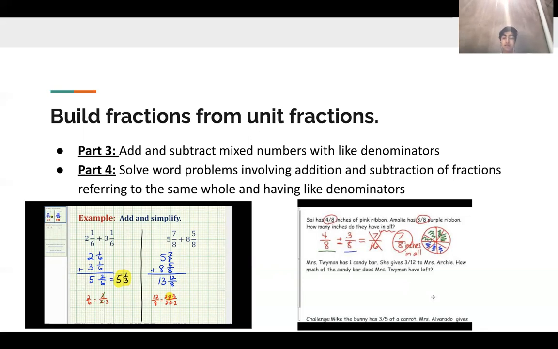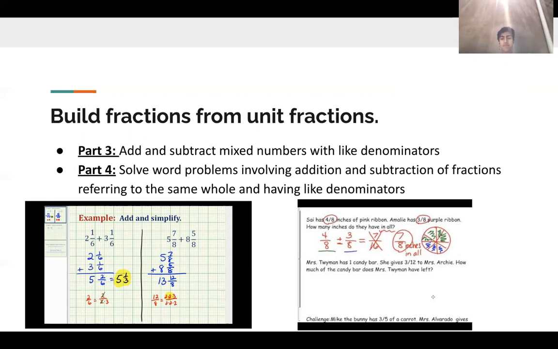Emily has 3/8 inches of purple ribbon. How many inches do they have all together? Simple problem. You're just going to add 4/8 inches of pink ribbon plus 3/8 inches of purple ribbon. So 4/8 plus 3/8 is not 7/16, it's 7/8. Remember, in addition and subtraction, you are always going to keep the same denominator throughout. So 4/8 plus 3/8 will simply be 7/8. So 7/8 inches in all.